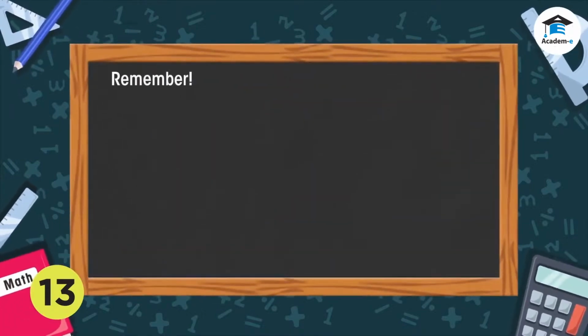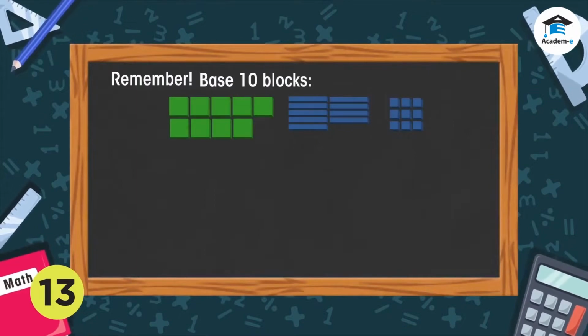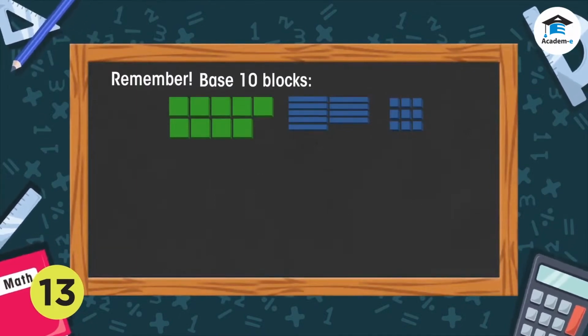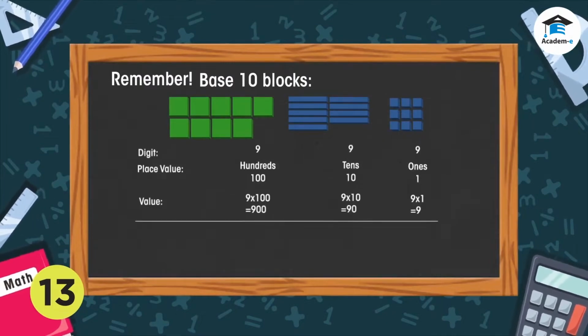Remember, numbers may be represented using base 10 blocks. These base 10 blocks actually represent the place values. The value of each digit depends on its place in the number, or on the place value where it sits. Adding one more to 999 makes 1000.